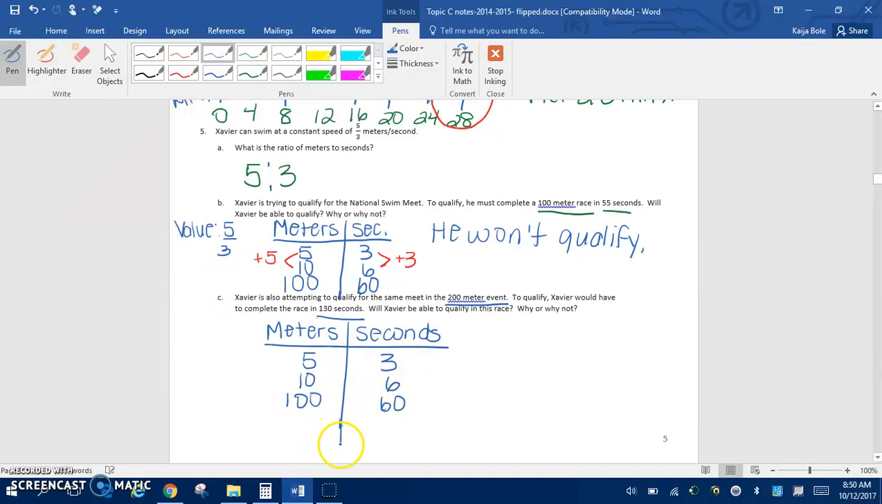Alright, so now we're asking about a 200-meter event though. So now we can look at the table above and we can use kind of the same steps we took before. So going from 100 to 200, right, we added 100 or we multiplied by 2. So we can do the same thing here. So 60, we would add 60 or we multiply by 2, so we would get 120 seconds. Okay, so they want to know, he'd have to finish it in 130 seconds. Would he qualify? Yes, he would qualify.